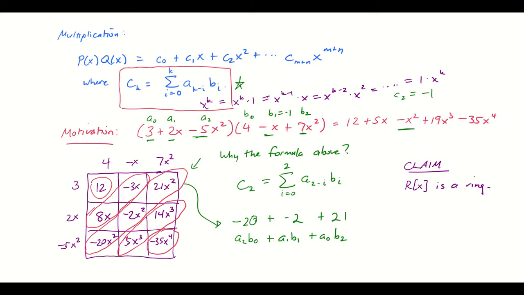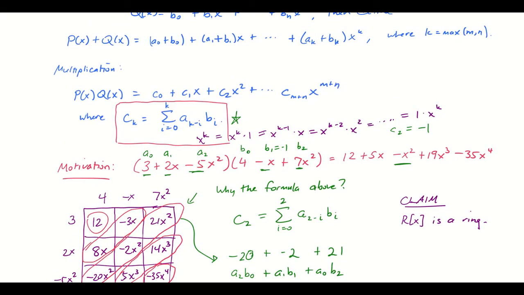And to prove that, we would need to show it has all the ring properties. We'd need to show that it has closure under addition and multiplication. That's not too hard to believe, though, because when we add two polynomials, what are we getting? We're getting a polynomial. This is certainly something that will be a member of R bracket X. When we multiply two polynomials, we get a polynomial.